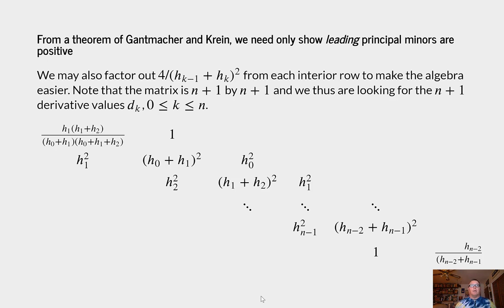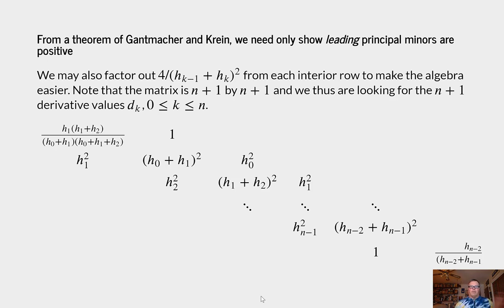From a theorem of Gantmacher and Krein, we need only show the leading principal minors are positive. I got that theorem from the Handbook of Linear Algebra. So the Handbook of Linear Algebra, edited by Leslie Hogben, is the next big reference that you should take away from here. That is a massive and massively useful book, and chapter 29 talks about totally positive matrices and gives me the reference to Gantmacher and Krein.